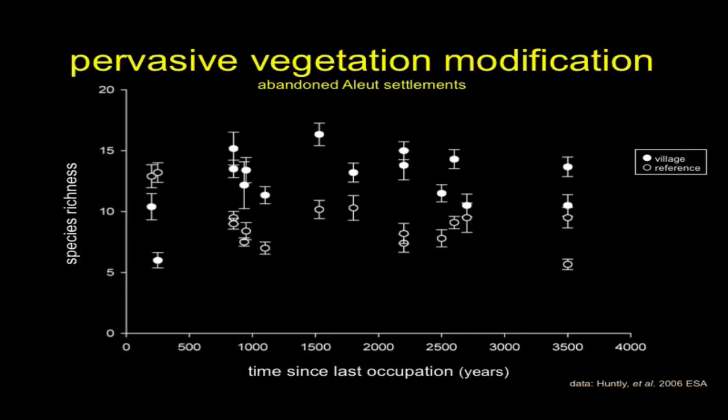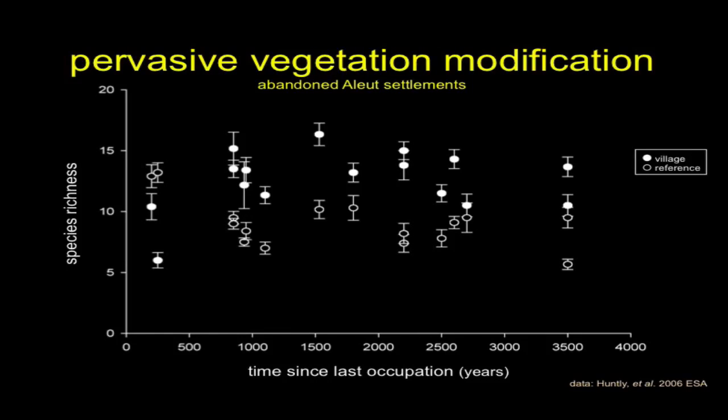Let's look at the data. I'll orient you to this graph. On the x-axis is time since people last lived there, going from 0 to thousands of years on the right. The y-axis is species richness of the plants living there right now, or when they did this study about a decade ago, in the modern flora. The average is the circle, and there are standard errors going up either side. The filled-in circle is the village, and the white circle is the reference.